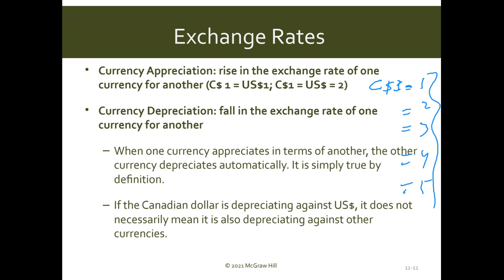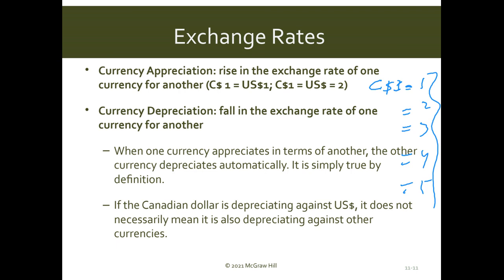What does this mean? It means the same Canadian dollar can now buy one foreign currency, then 2 units of foreign currency, then 3 units of foreign currency. It means the value of the Canadian dollar is increasing. This is what we call currency appreciation. So the Canadian dollar is appreciating if the exchange rate is rising, and currency depreciation is when the exchange rate is falling. Simple.